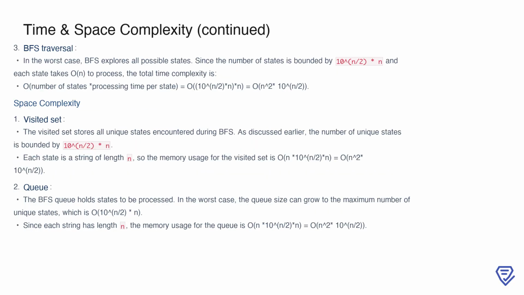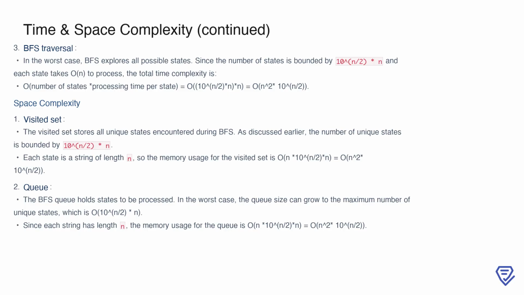Now, let's focus on the BFS traversal. In the worst case, BFS needs to explore all possible states. Since we just established that the number of states is bounded by 10^(n/2) multiplied by n, and each state takes n to process, the total time complexity for BFS can be expressed as number of states times processing time per state. This simplifies to 10^(n/2) * n * n, which is n squared * 10^(n/2).